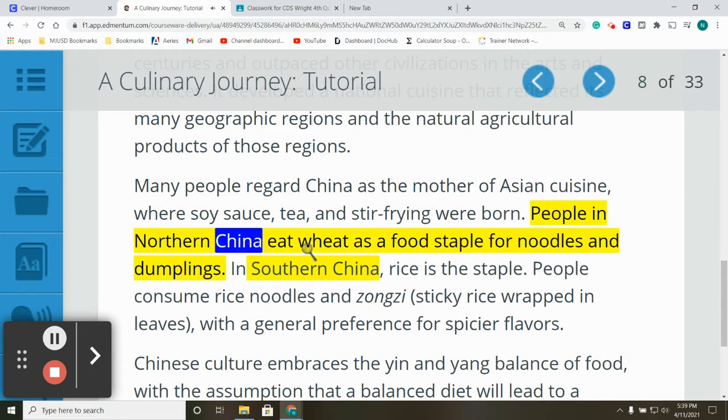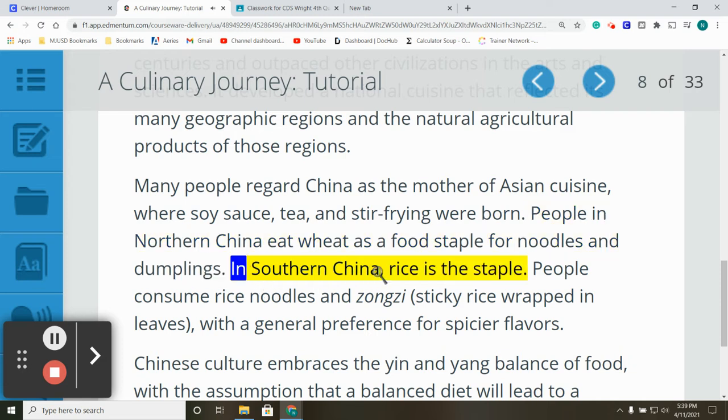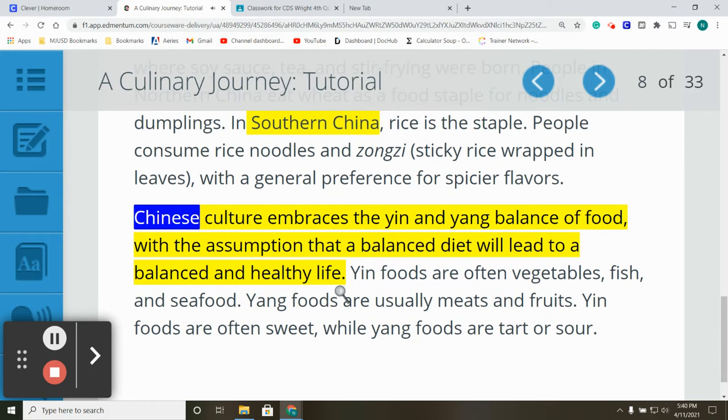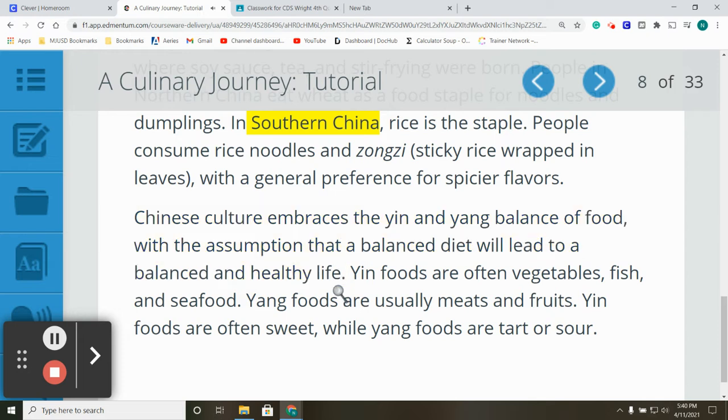People in northern China eat wheat as a food staple for noodles and dumplings. In southern China, rice is the staple. People consume rice noodles and zongzi, sticky rice wrapped in leaves, with a general preference for spicier flavors. Chinese culture embraces the yin and yang balance of food, with the assumption that a balanced diet will lead to a balanced and healthy life.